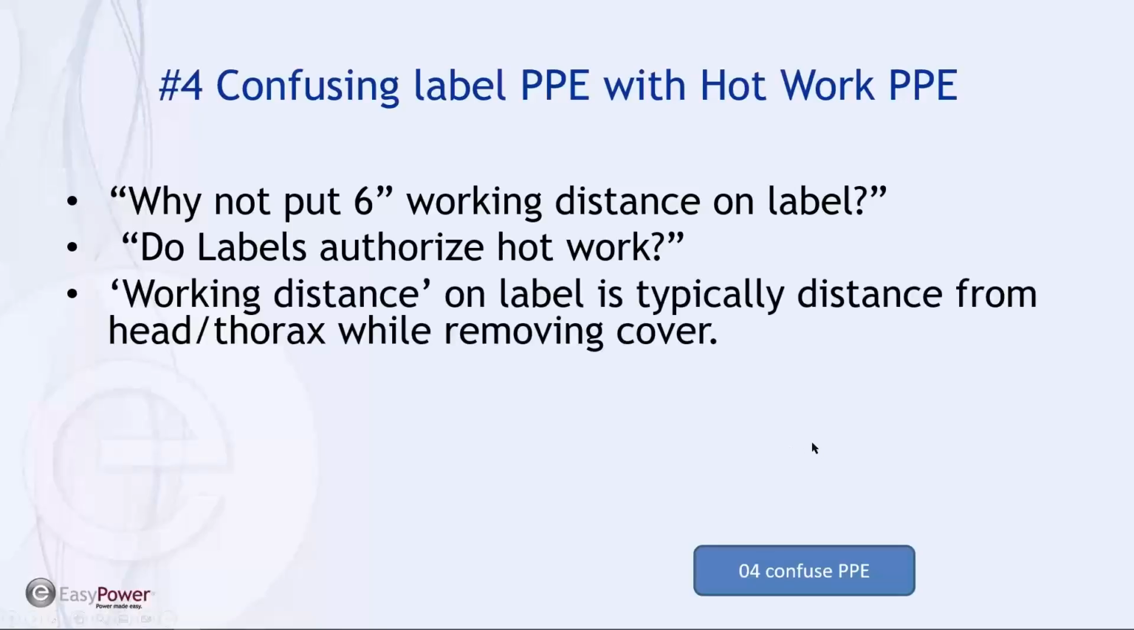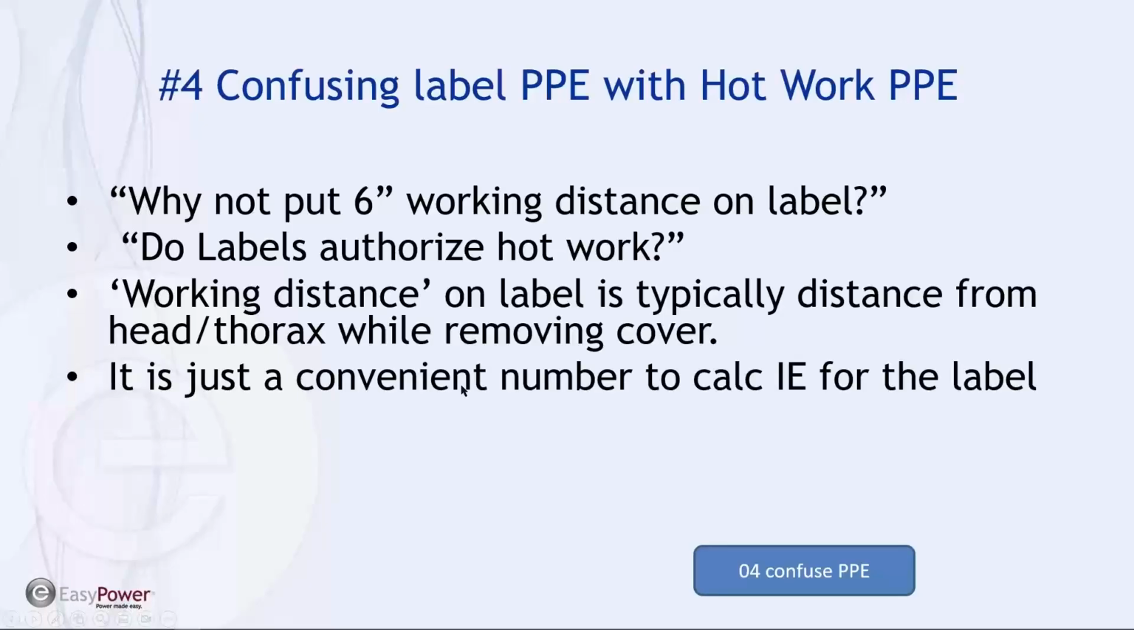And clearly they don't. The working distance on the label is typically the distance from the head and thorax to the bus, the arc hazard, while removing the cover. It really doesn't give us any indication of what it takes to work on the equipment. It's just a convenient number to calculate incident energy for the label.